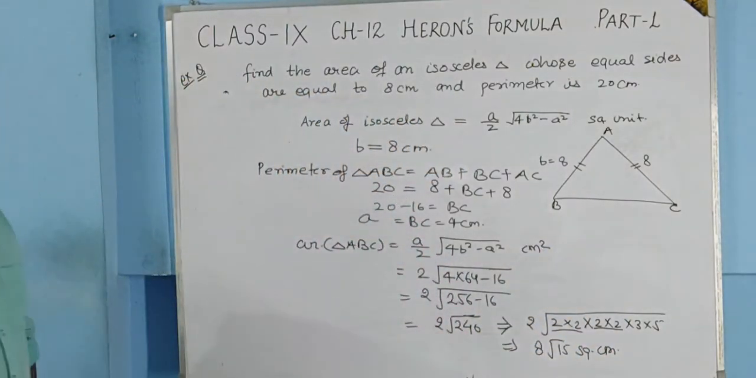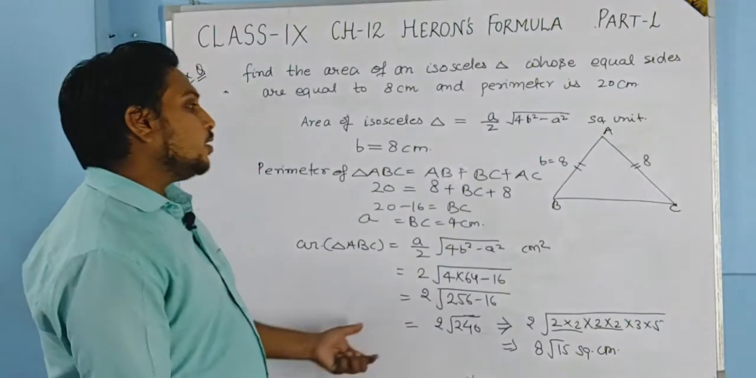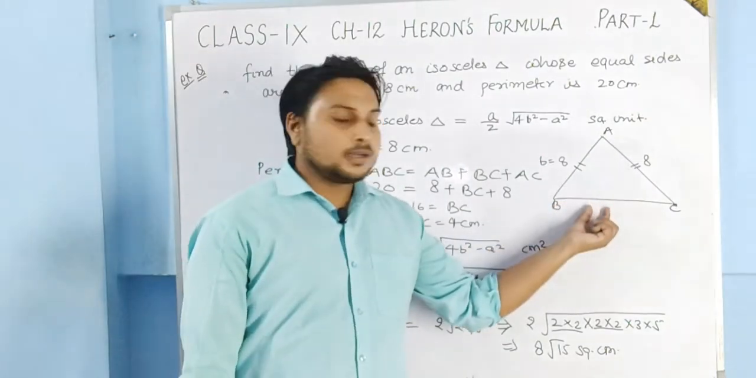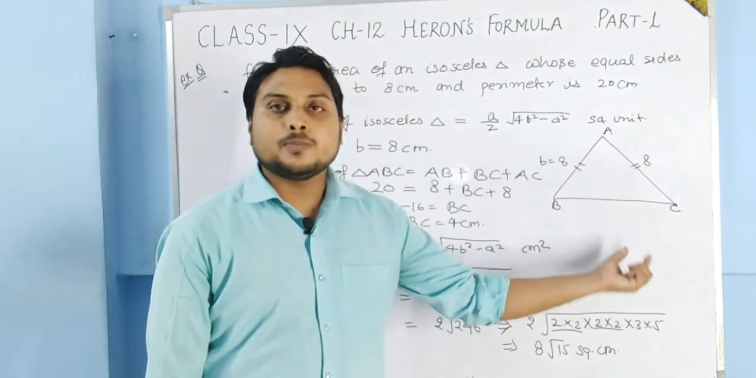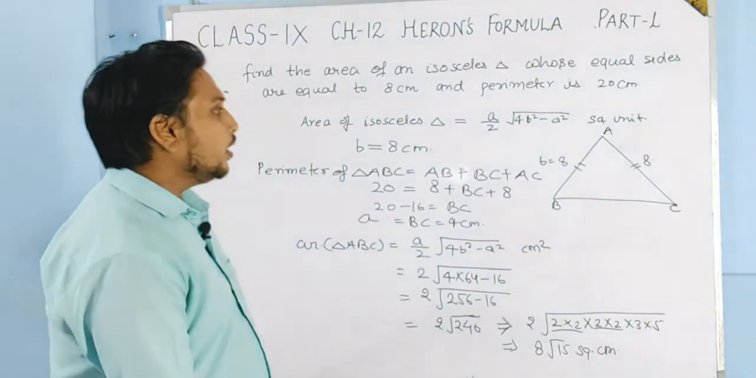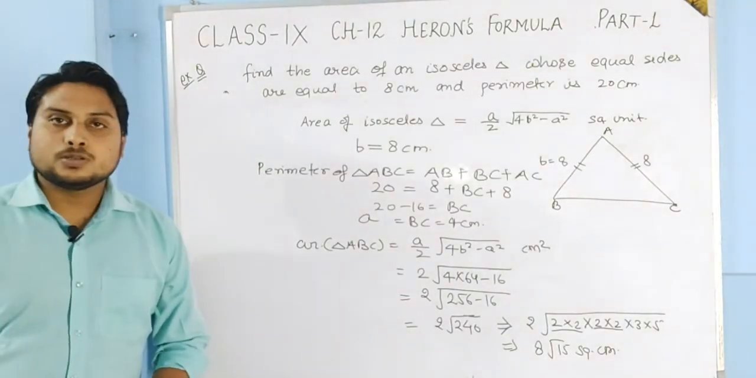Okay, so students, this is the solution of this question. One concept was there, that here instead of giving directly the length of the third side, the perimeter is given. So now you can note down the question and its solution also.